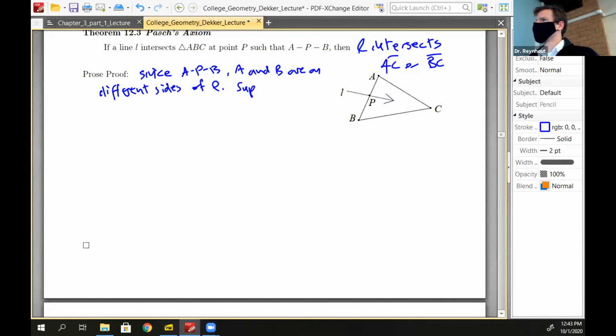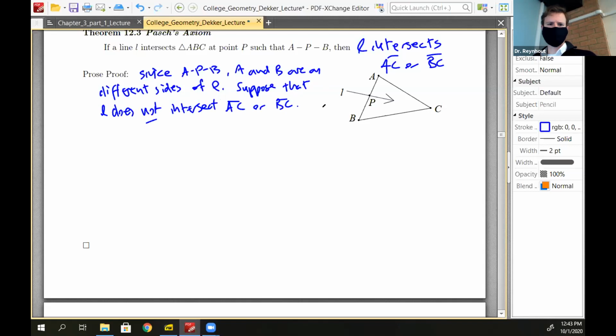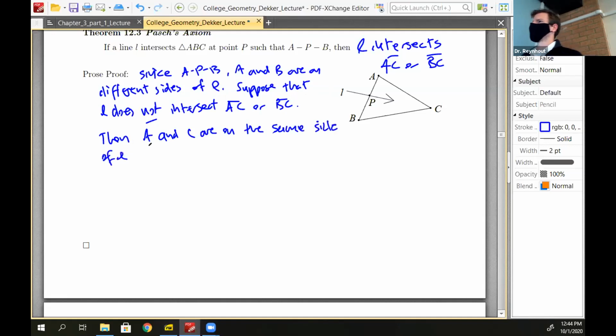So suppose for a contradiction that L does not intersect the line AC or BC. Okay, so since we have that, A and C are on the same side of L. Again, A and C are on the same side of L because the line that connects them does not cross L. Okay, so we know that they're on the same side. So A and C are on the same side of L.